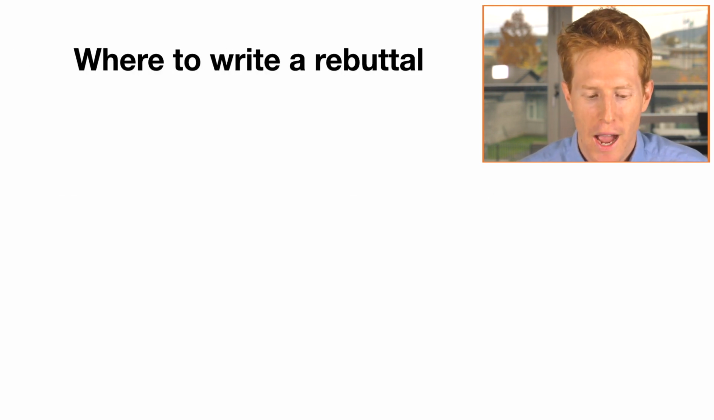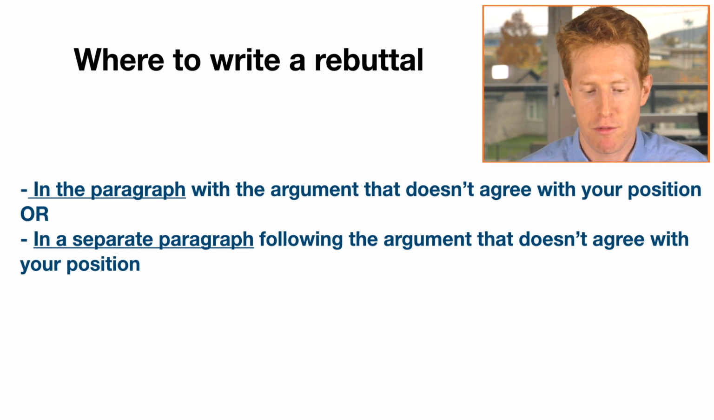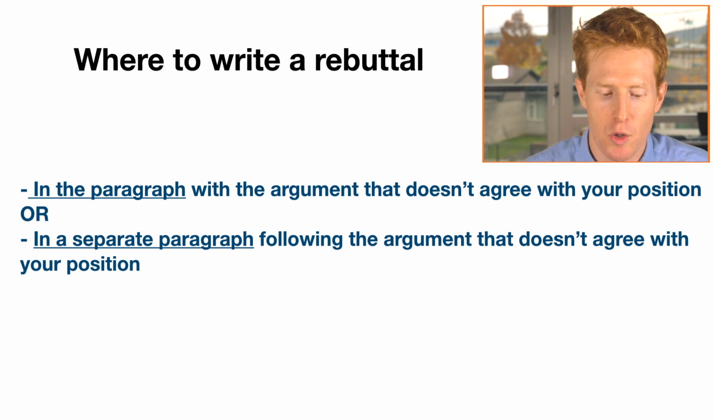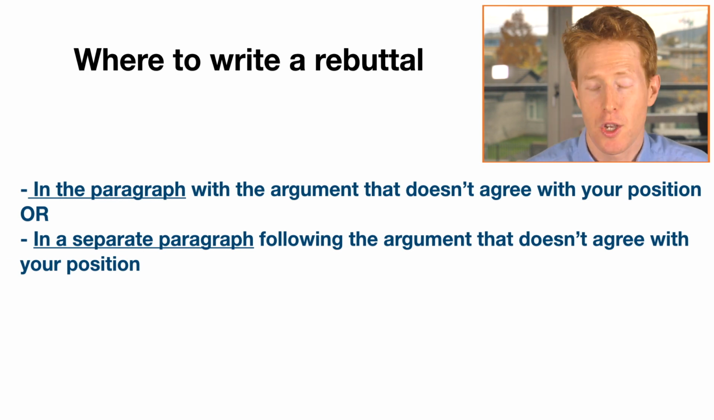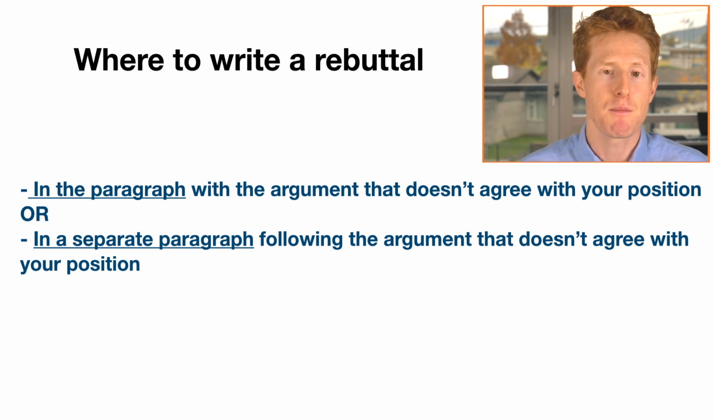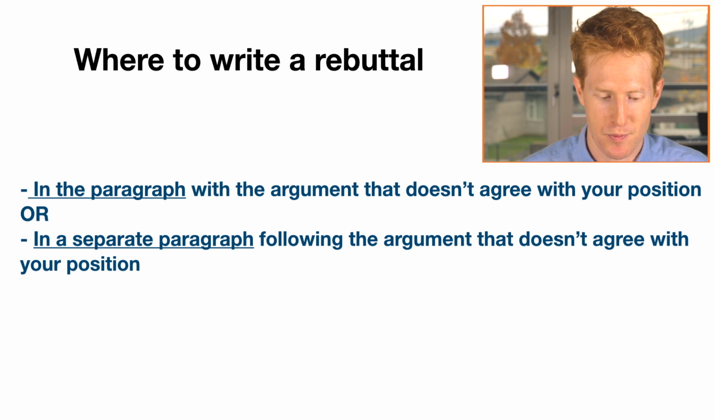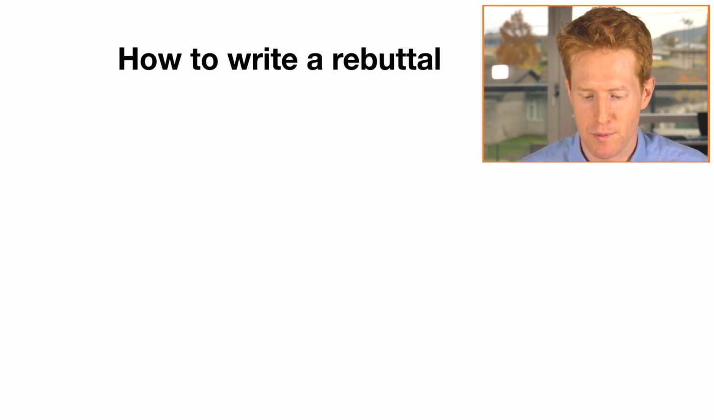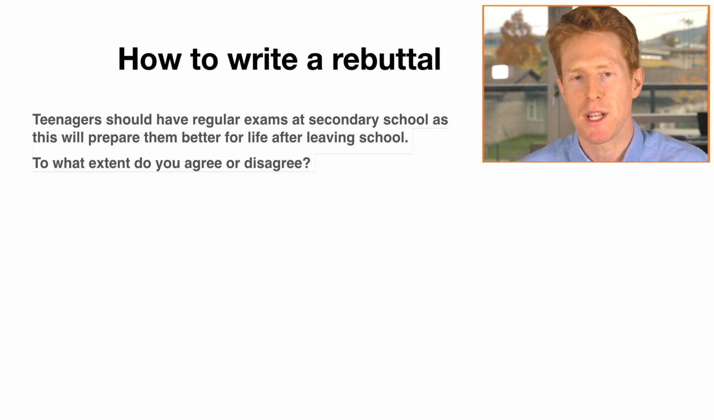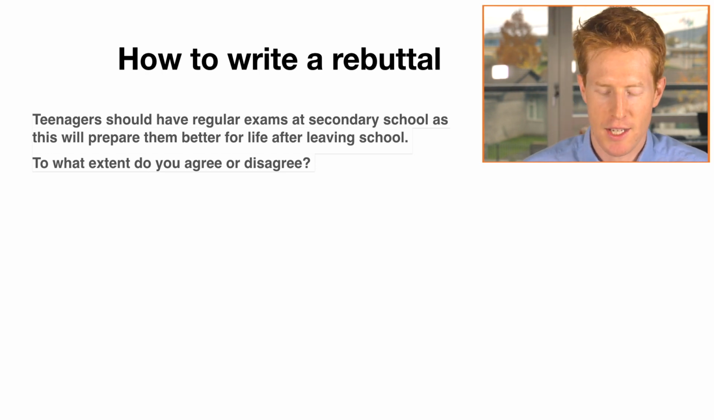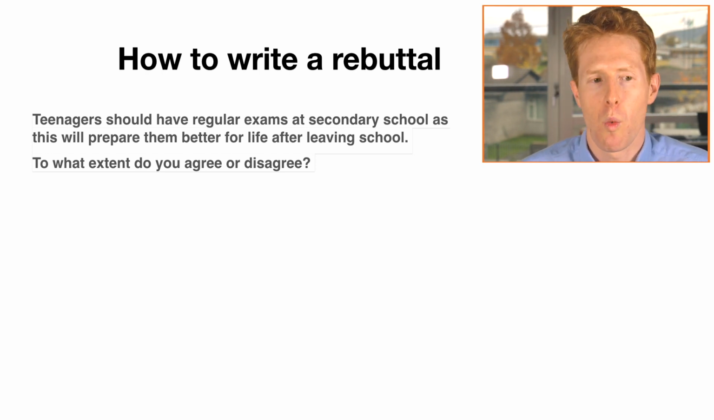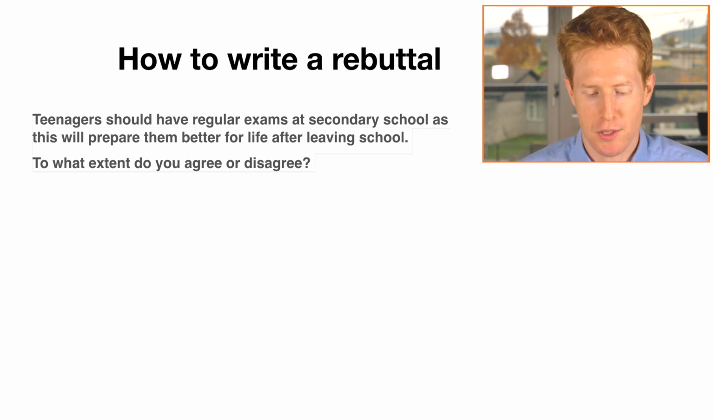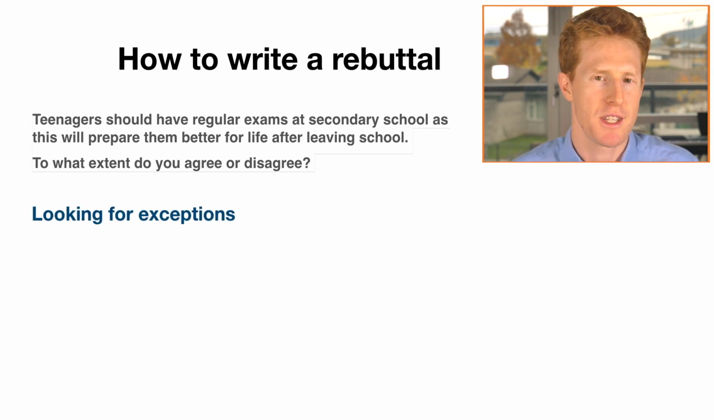Okay, where do we write a rebuttal? Well, we've seen that we can write it in the paragraph with the argument that doesn't agree with your position. You could also include it in a separate paragraph that follows the argument that you don't agree with. Okay, so how do we write a rebuttal? So take this question, the one that we've been looking at in today's lesson. One useful way of writing a rebuttal is to look for exceptions.